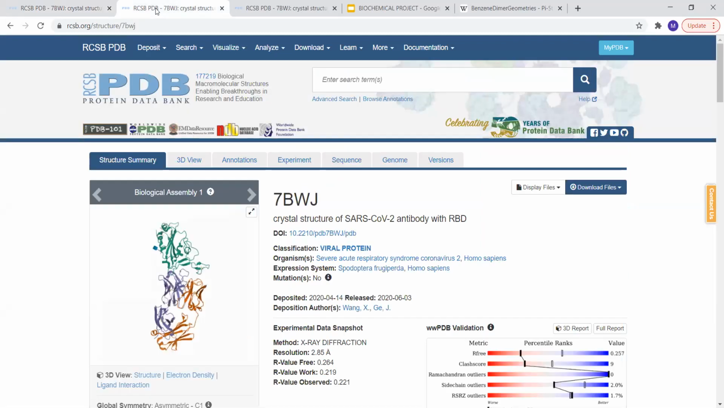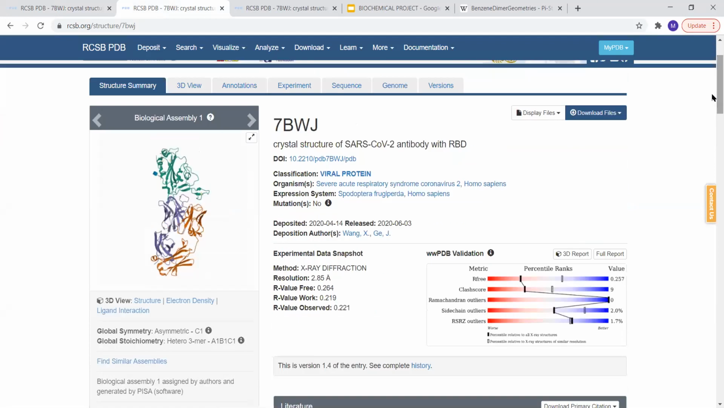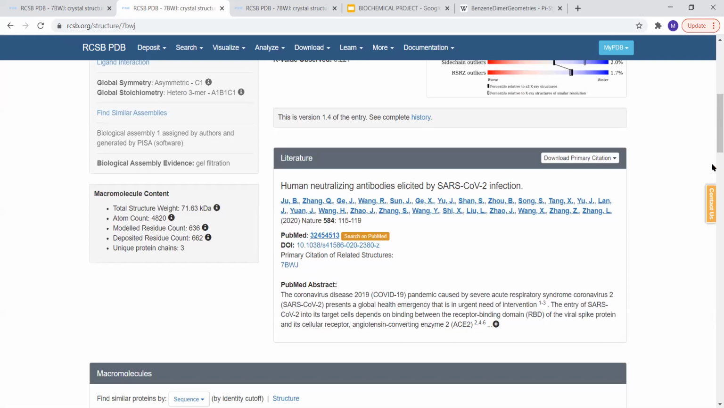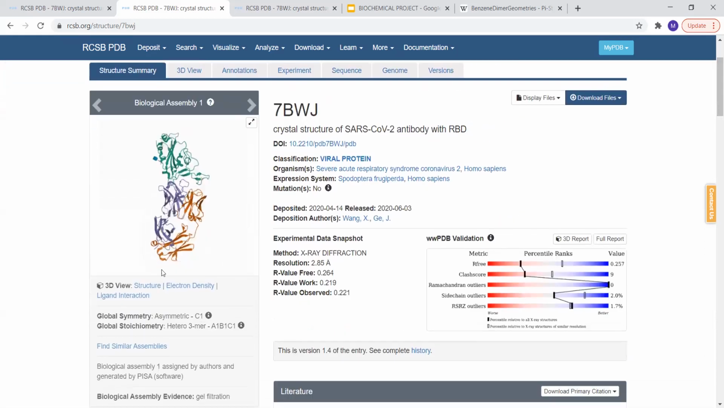This biochemical project is based on recent research related to COVID-19. I'll be analyzing the code N37BYJ from the protein database website. As you could see over here, the name of this file is crystal structure of SARS-CoV-2 antibody with RBD. This is classified as a viral protein on humans. The year is 2020. We're gonna be taking a closer look at the 3D view of the structure.